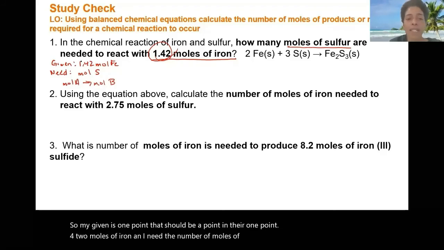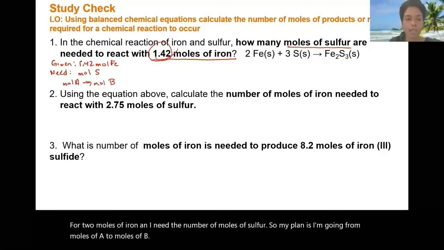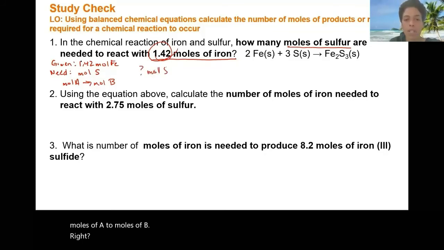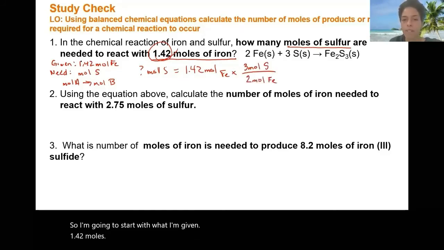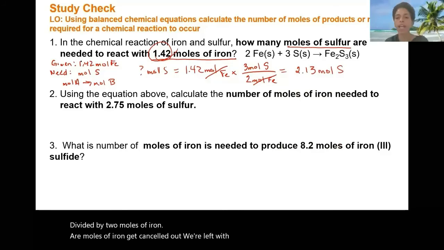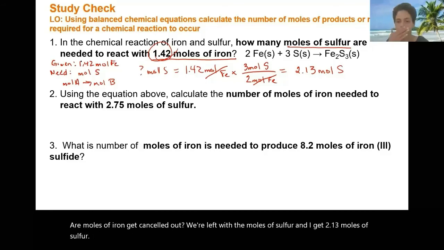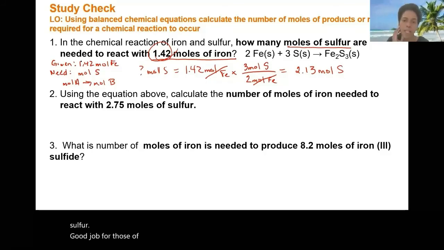So my plan is I'm going from moles of A to moles of B, right? So I'm going to start with what I'm given, 1.42 moles times 3 moles of sulfur divided by 2 moles of iron. Our moles of iron get canceled out. We're left with the moles of sulfur, and I get 2.13 moles of sulfur. Good job for those of you who are writing your answers in the chat box.